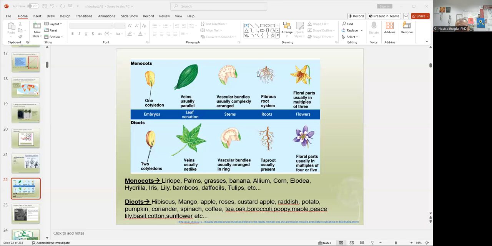Monocot's root is fibrous, but dicot has this tap root you see here, and monocot flower has fewer parts, like three, maybe multiples of 3, but dicot has 4 or 5 and multiples of 4 or 5. Here are some examples of monocots you can study, and dicots. We will see some of them in the future.